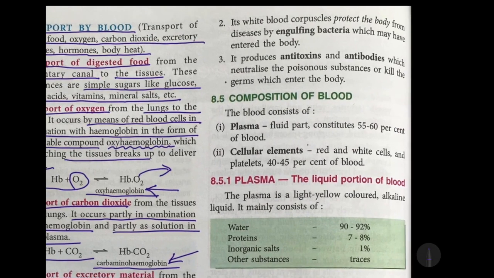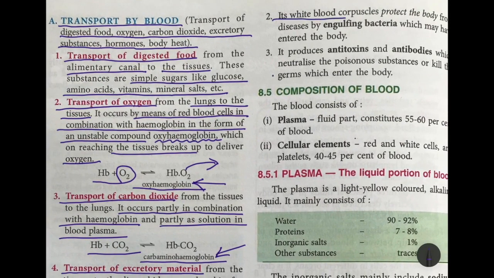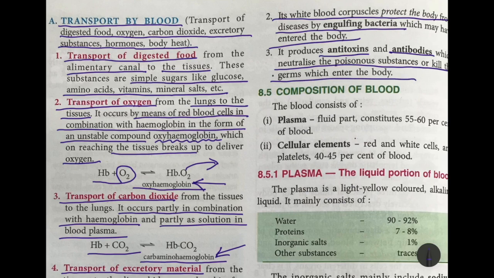Now, the white blood corpuscles or the white blood cells protect the body from diseases by engulfing bacteria which may have entered the body. That is, the white blood cells will just catch the germs and make them harmless or destroy them. Okay, so that is how it protects our body. Next, the white blood cells produce antitoxins and antibodies which neutralize the poisonous substances or kill the germs which enter the body. That is how blood helps in protection.